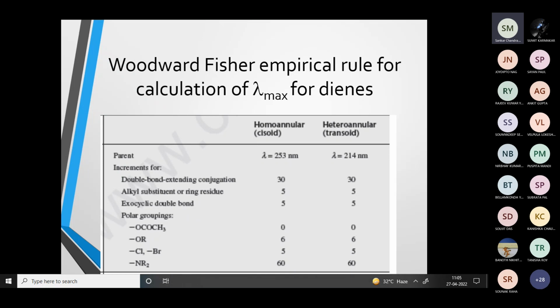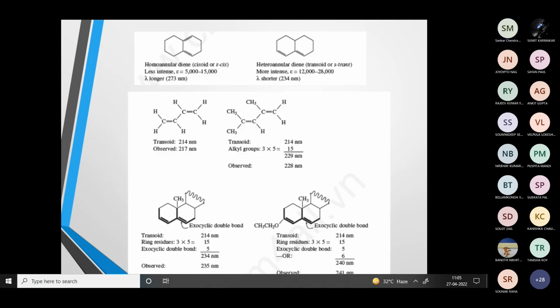But before going into details of the Woodward-Fieser rule, you see these different structures. This is the heteroannular, and this is the homoannular.